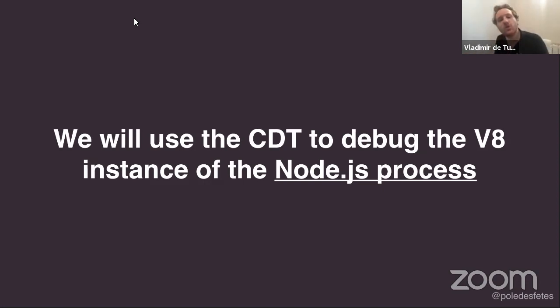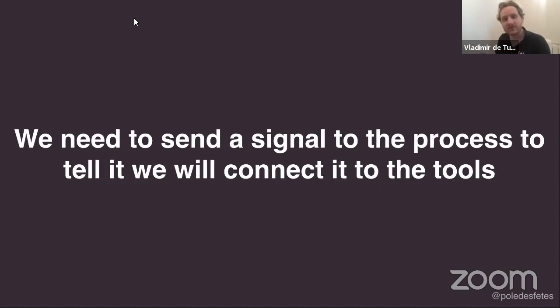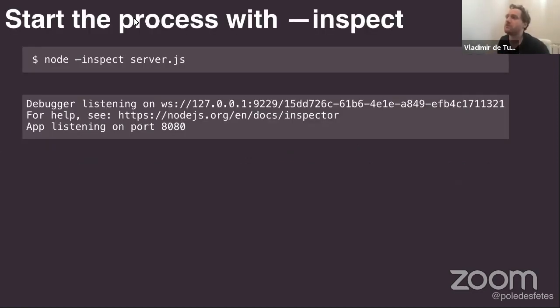So indeed, there is a Node.js process to use here. And you can't just take any Node.js process and connect it to the DevTools. You have to somehow tell the Node.js process, hey, I want to use you with the DevTools. Would you mind collaborating with them, please? There are multiple ways to do that, and the easiest and most straightforward one is to start the process with the flag --inspect. So instead of starting your process with node server.js, you would start it with node --inspect server.js.